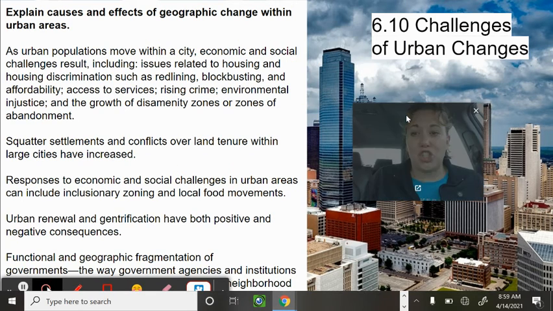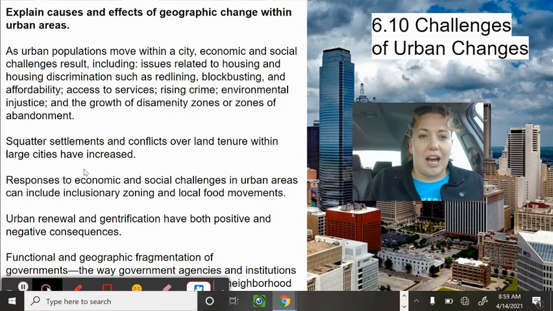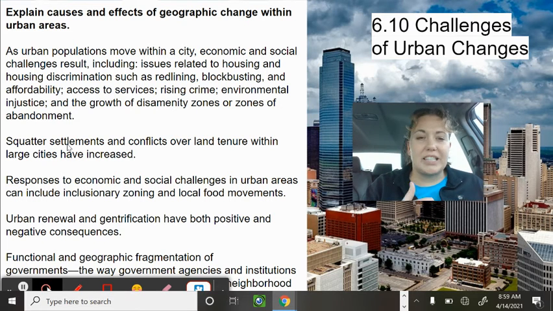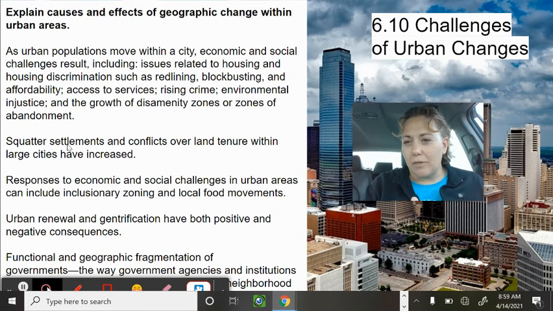Okay, 6.10, challenges of these changes. As urban populations move, obviously we have changes that happen. So we get squatter settlements. These are low income homeless communities that basically squat on the land because they have nowhere else to go and it's historically where they've lived. But then all of a sudden the city comes in and is like, we want this land to build a new soccer stadium. And it creates a whole thing.